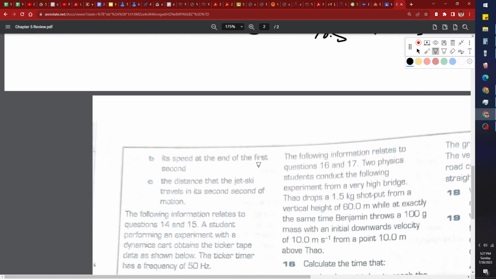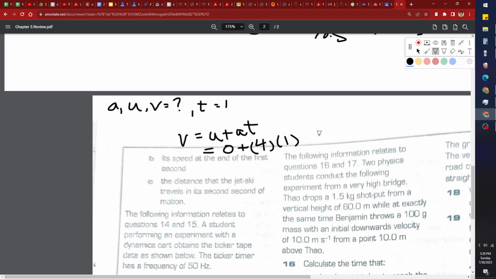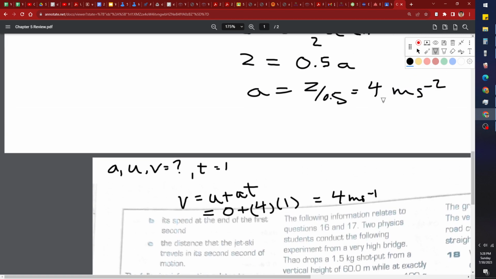B, its speed at the end of the first second. Okay, well, we know the acceleration, we know U, we want to find V, and we know the time is equal to 1. Okay, so very easy for us to choose this equation. And so it's 0 plus 4 times 1. So its velocity will be 4 meters per second in the first second. Yeah?